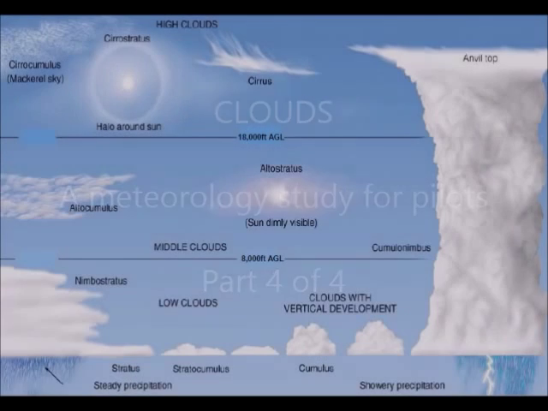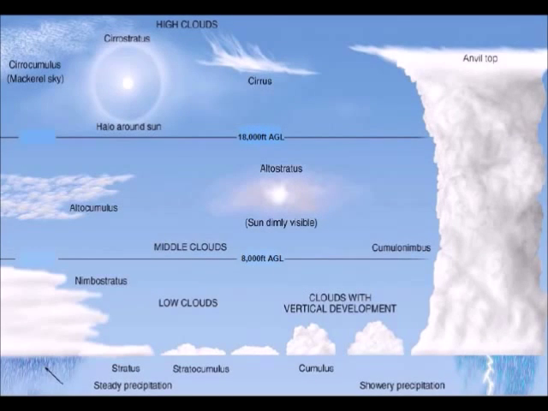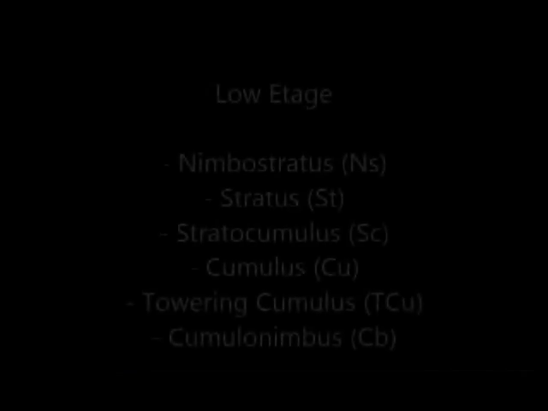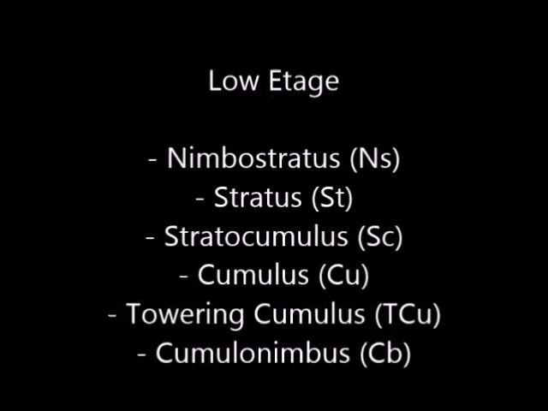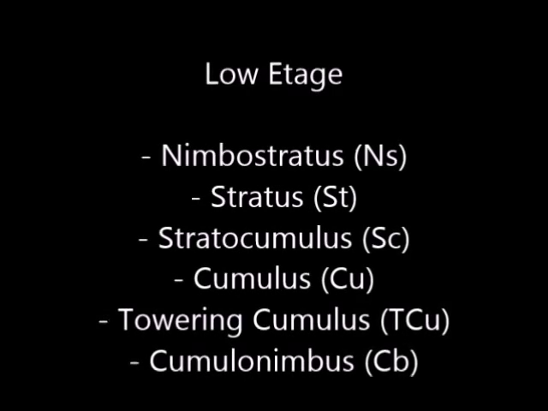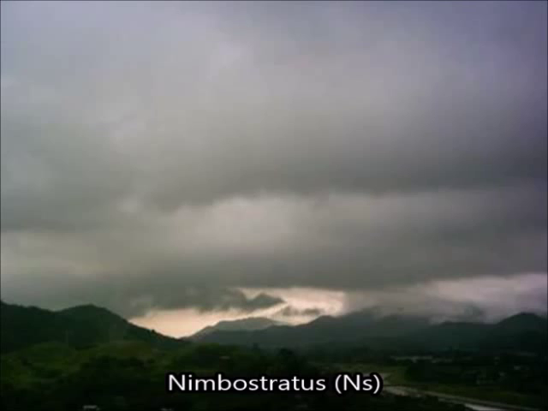The final group of clouds we will be looking at fall into the low cloud category. They usually have a base between the surface of the Earth and approximately 8,500 feet. These clouds include Nimbostratus, Stratus, Stratocumulus, Cumulus, towering Cumulus, and Cumulonimbus.